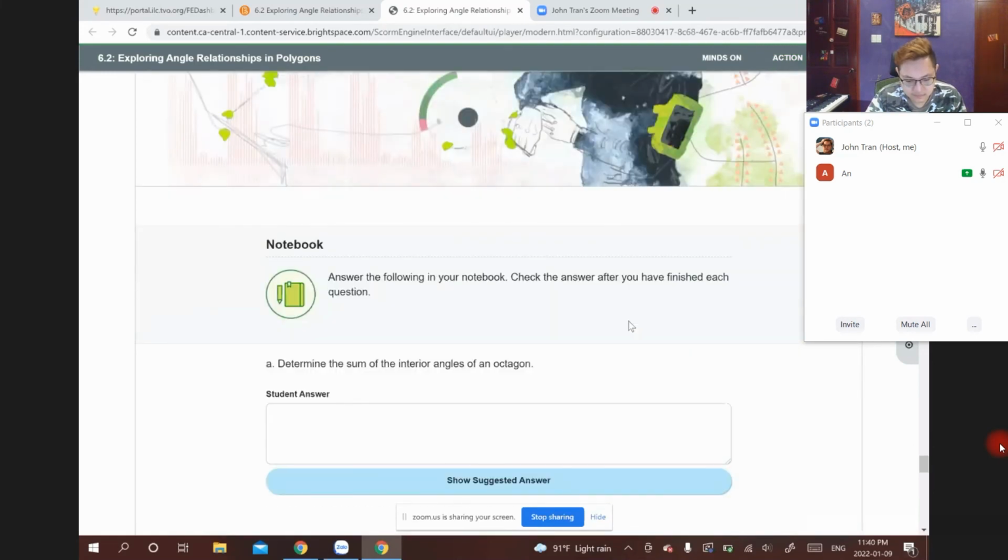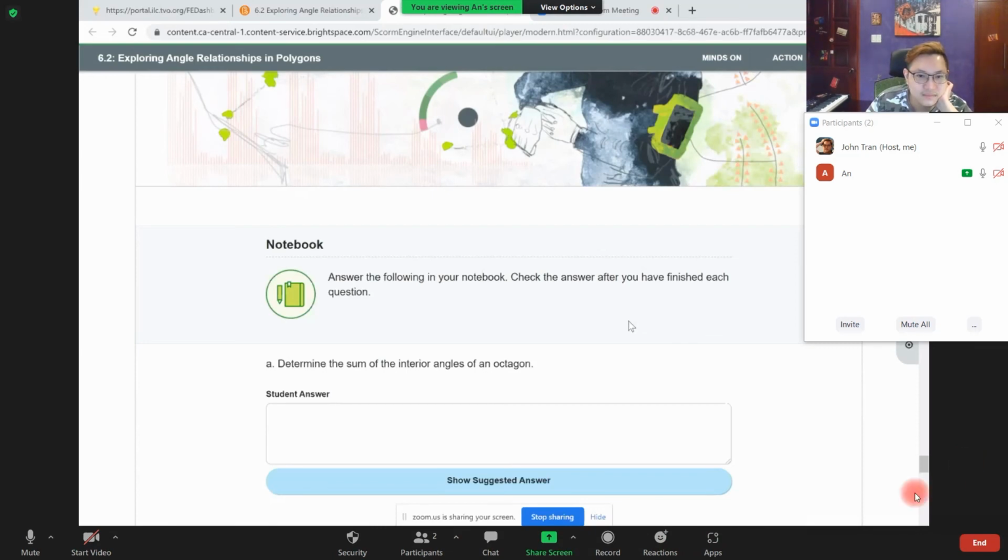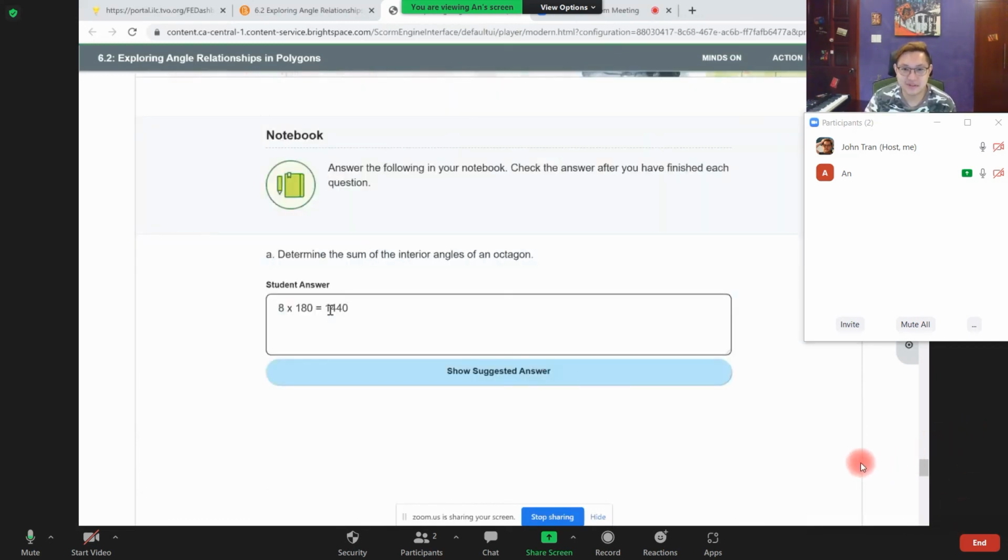Determine the sum of the interior angles of an octagon. Okay, octa. What do you mean by that? You know what octagon means? Yeah, it's 8. Okay, you do it now, please. Very good. 1440 is the answer. Sum of interior angles, 1440 degrees.